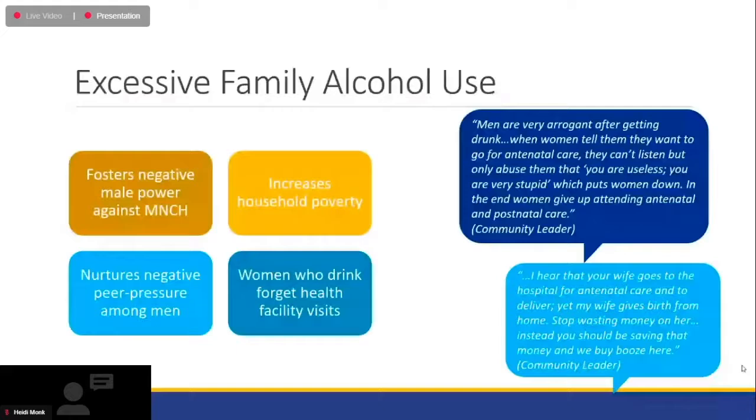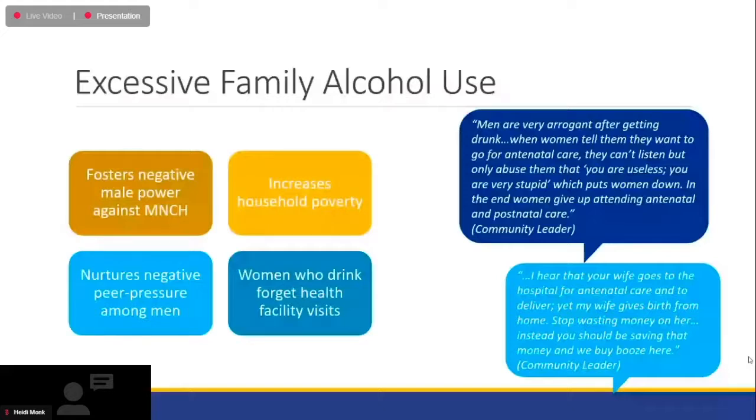Participants reported that in families where there is excessive alcohol consumption by the man, such men will tend to use abusive and oftentimes degrading language to talk back to their women when women have expressed their request to visit health facilities. And when women are talked back to in such terms, like being called useless, they will tend to give up in their search for facility-based services.